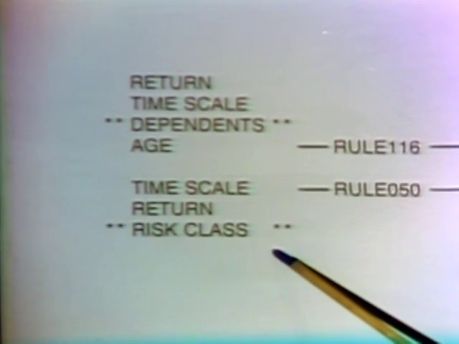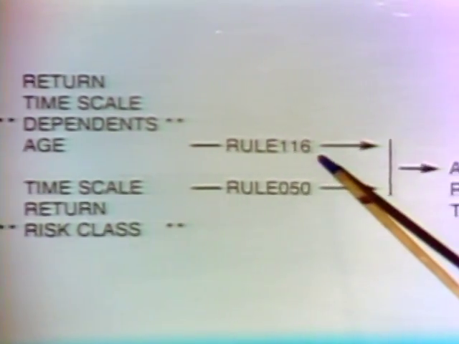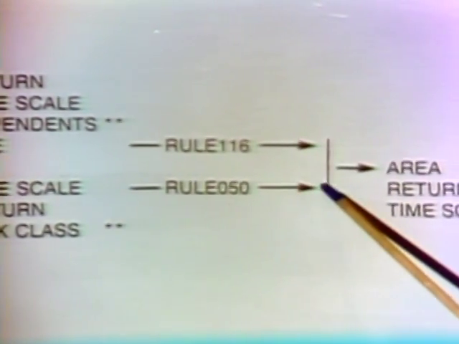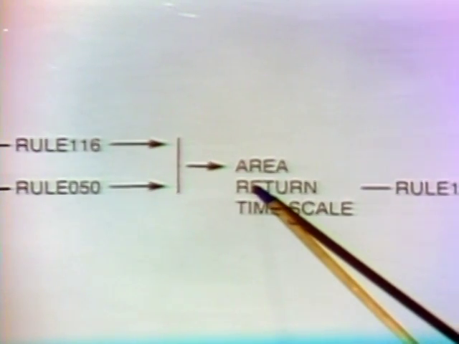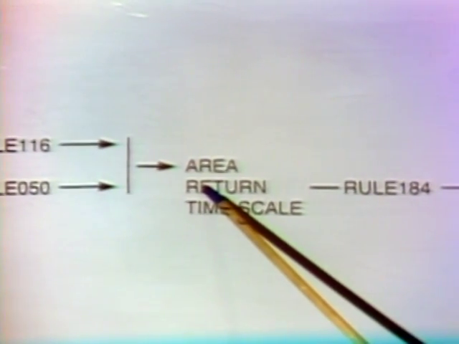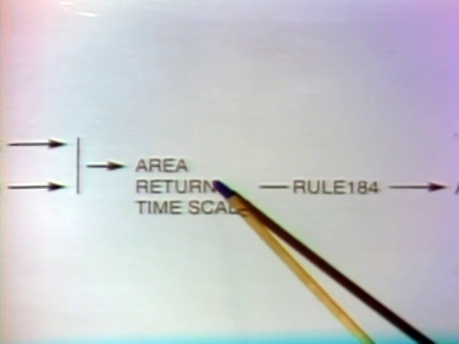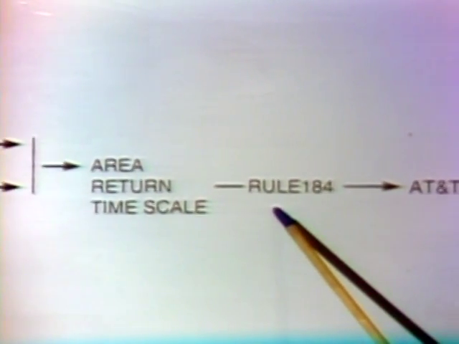So putting this all together again, let's see. Rule 50 and Rule 116 both failed. That left us without a value for area. Since the area was not known, this clause was true, this rule succeeded, and the AT&T appeared.